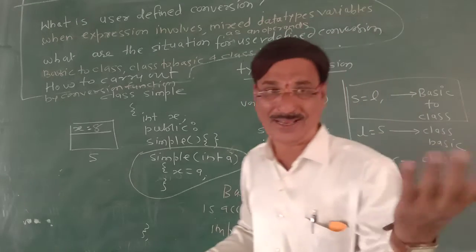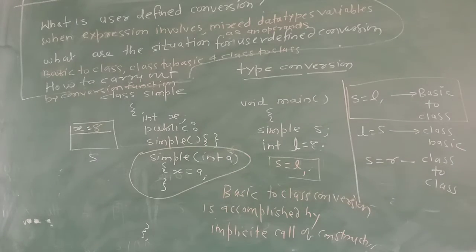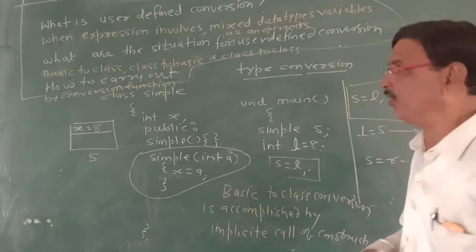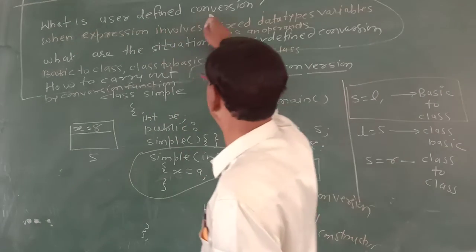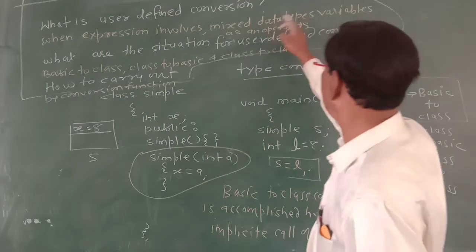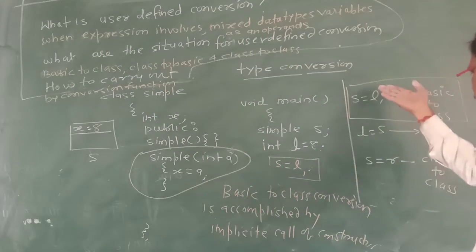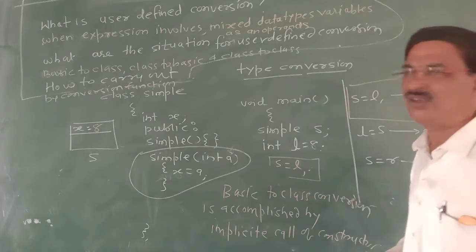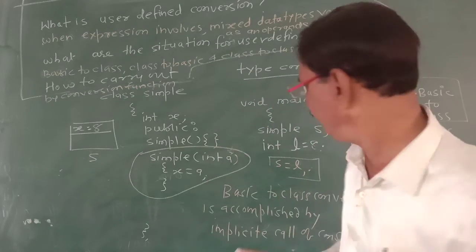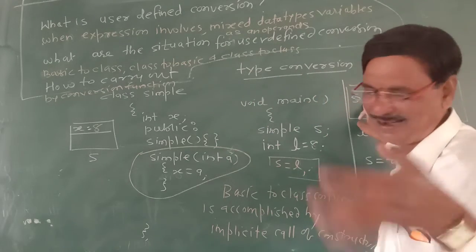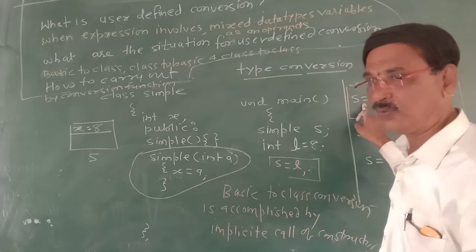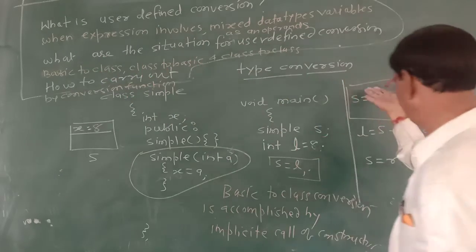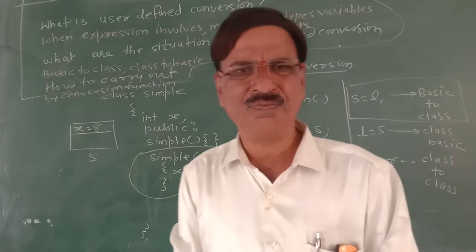So once again we will revise what we have seen. Today we are studying type conversion, that is user defined conversion. What is user defined conversion? When an expression involves mixed data types as operands like this. So these are the situations: basic to class, class to basic, class to class. These are the situations where the assignment operator can't work. It fails, and we have to carry out the conversion. That is called user defined conversion. These are the situations where we require the conversion.